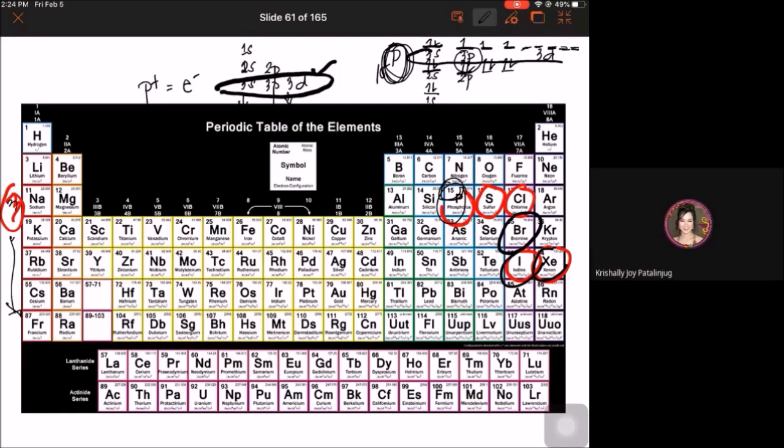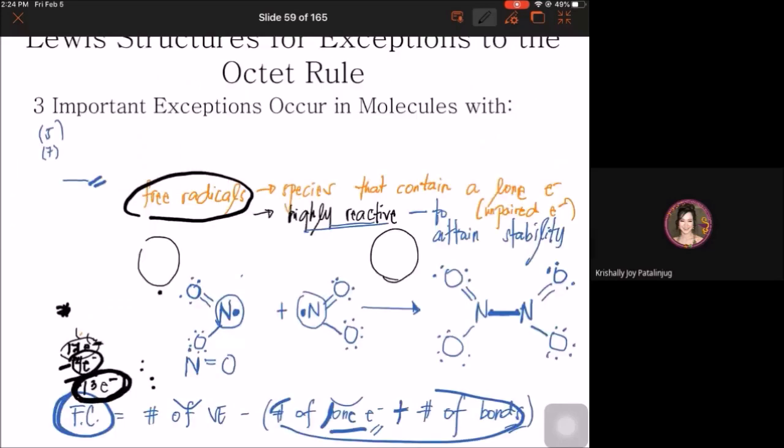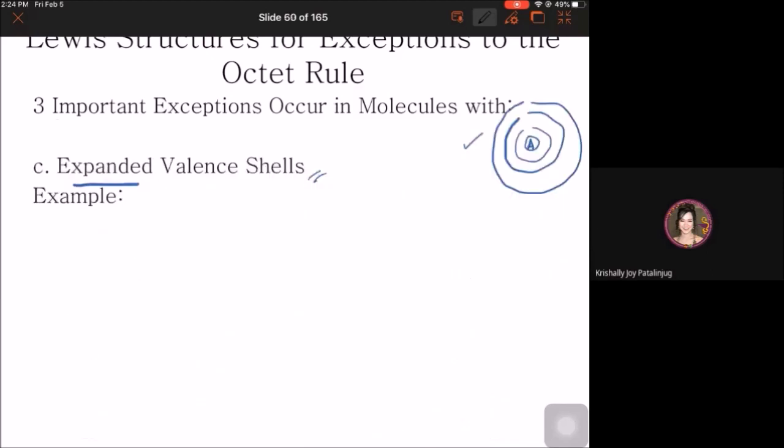Sige, let's have an example. Say for example, ang given is phosphorus trichloride. Kung i-draw ninyo ang Lewis structure ni phosphorus trichloride, ito yung magiging result. But wait, wala pa siyang na-expand in this case. Wala pang na-expand si phosphorus in particular.